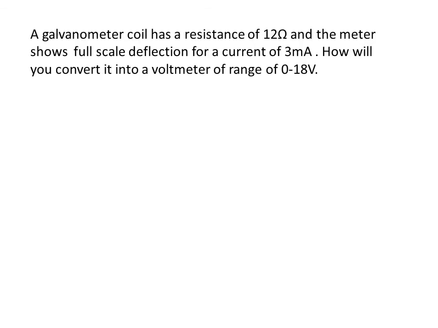Now let us try to do a problem. A galvanometer coil has resistance of 12 ohm and the meter shows full scale deflection for a current of 3 milliampere. How will you convert it into a voltmeter of range 0 to 18 volt? So the resistance of galvanometer is 12 ohm, that is Rg is equal to 12 ohm. The maximum current that can be read by the galvanometer is 3 milliampere, or Ig is equal to 3 milliampere, that is 3 into 10 raised to minus 3 ampere.